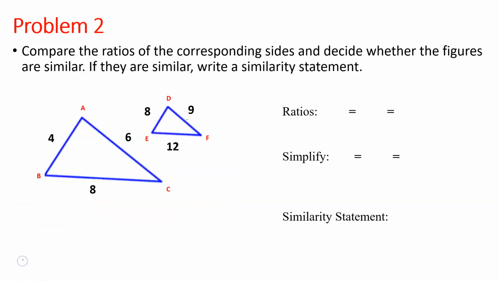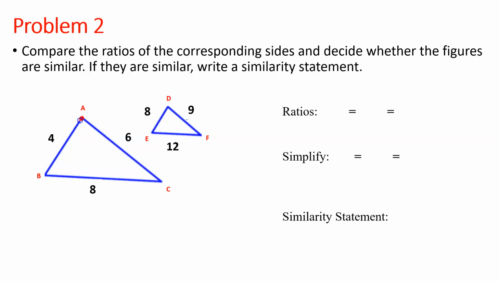It was very similar to number two, so let's go through the solution for number two. It says compare the ratios of corresponding sides and decide whether the figures are similar. So we have to prove whether they're similar or not. If they are, we write that similarity statement. So let's set up our ratios and play this matching game.